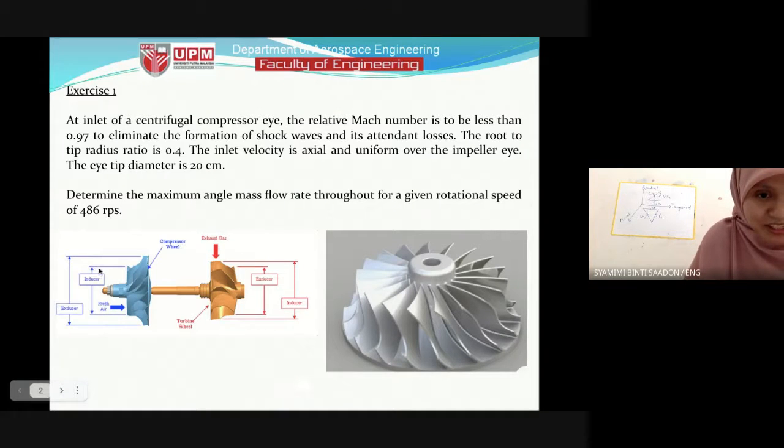So this is the inducer. Fresh air flows in axially this way, and the outer side is the exducer. So we focus on the inducer. When we set the root to tip radius ratio, root is at the center and tip is at the outline of the inducer. So the whole of this is the inducer. The ratio, not the radius, the ratio is 0.4.